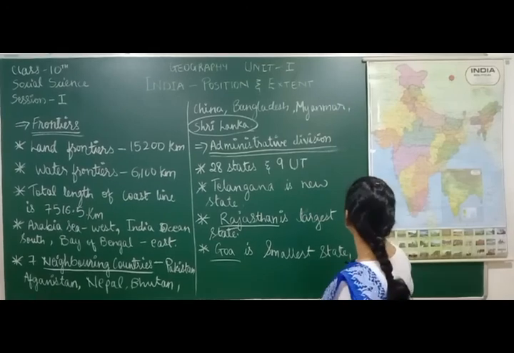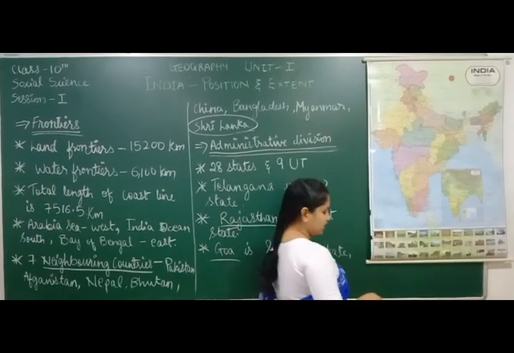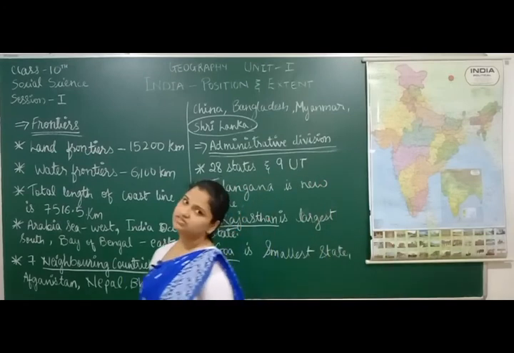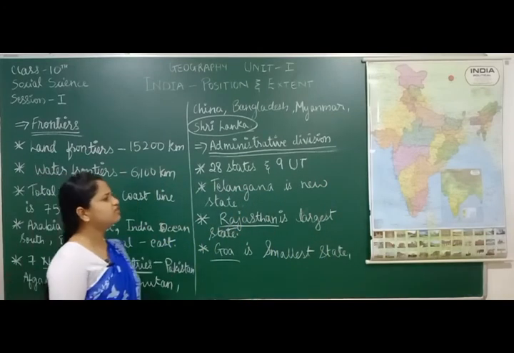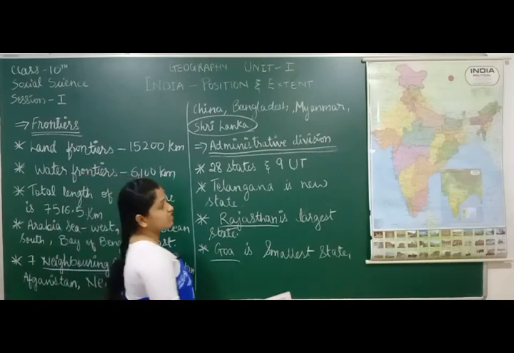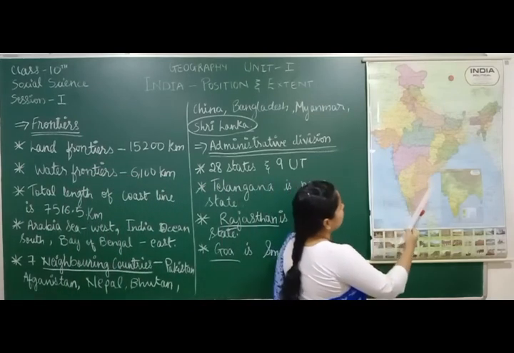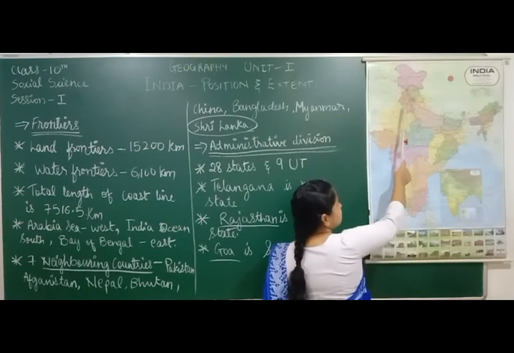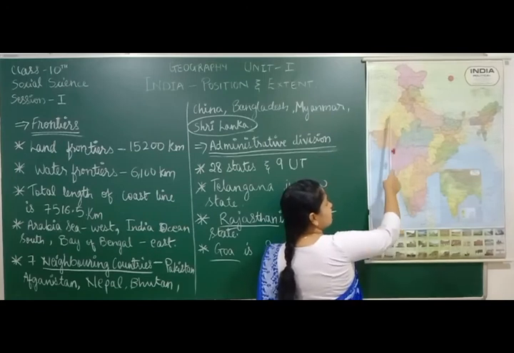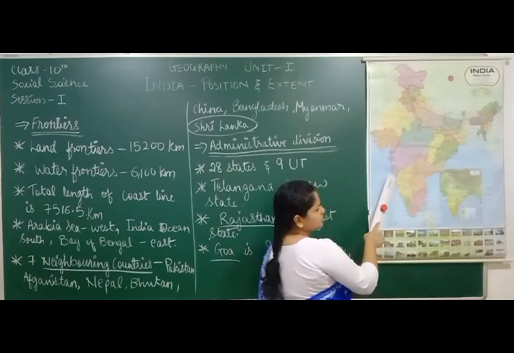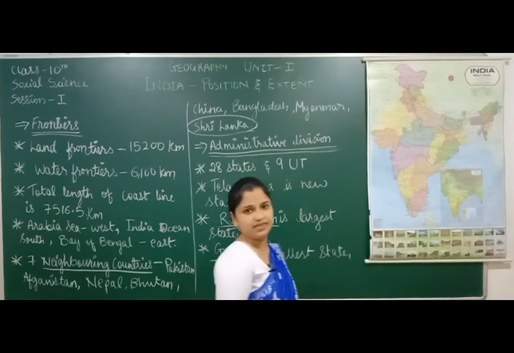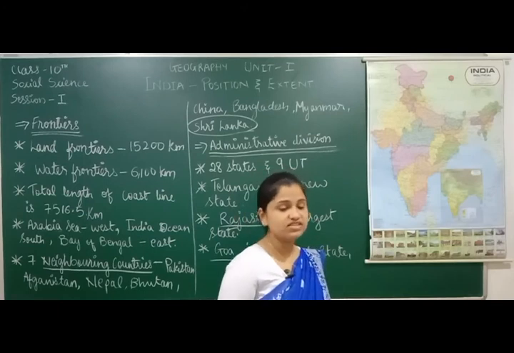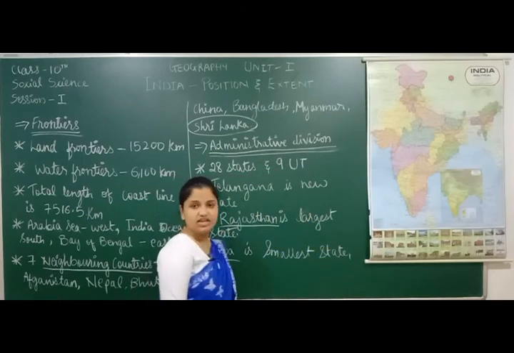It is divided into, if you count here, there are totally 28 states and 7 union territories of your country. In that, Telangana is a newly added state here. Where do you see Rajasthan? You see this yellow color? This is Rajasthan. This Rajasthan is the largest, and you see this small green color here, only this much. That is Goa. So Rajasthan is the largest state, whereas Goa is the smallest state of our country. Is that clear to you?